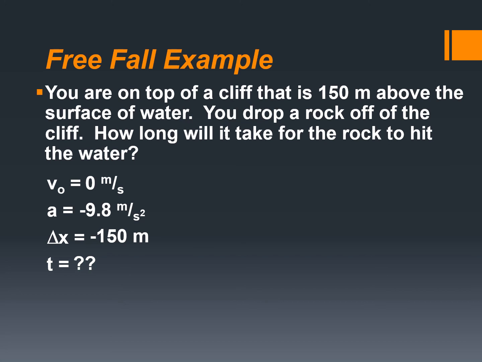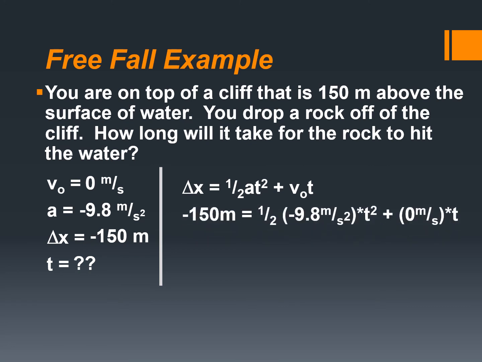Now to find time, we're going to use displacement equals 1/2 times acceleration times time squared plus the initial velocity times time. Plug in the information we know, negative 150 is going to be equal to 1/2 times negative 9.8 times time squared plus the initial velocity, which is 0, times time. Now that term is going to go away because it's being multiplied by 0. So that leaves us with time squared is going to be equal to negative 150 because we took this negative 9.8, divided it by 2, or multiplied by 1/2, and then took it to the other side. So negative 150 divided by negative 4.9, that gives us 30.6.